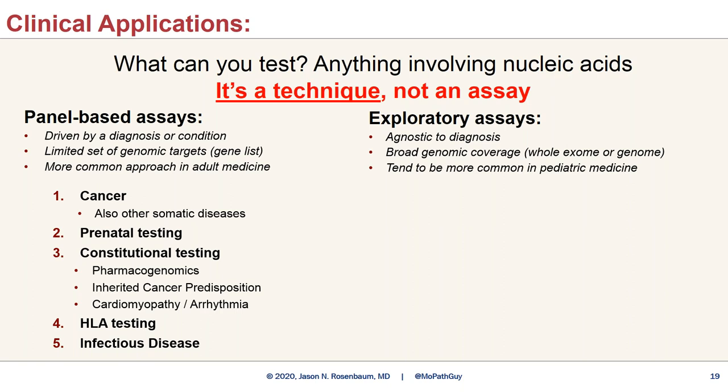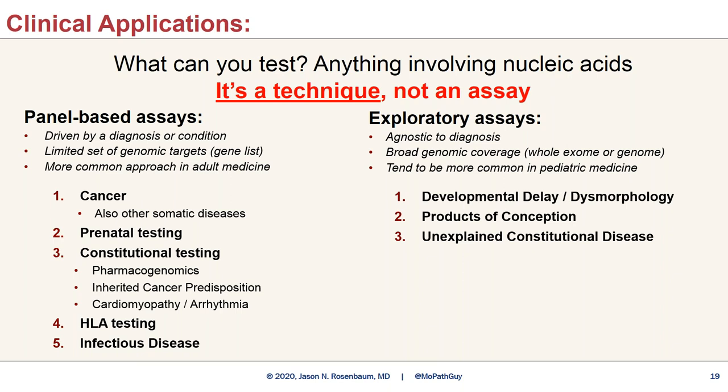The exploratory assays tend to be deployed for things like developmental delay or unexplained dysmorphology. What I mean by that is that a child is born with a constellation of malformations or developmental delays that appear to be syndromic. They appear to be genetic in nature, but they don't really map to a textbook definition of a disease. And so the clinician might order whole exome or whole genome sequencing just to see what's there, to see if something fits the picture. Again, it's agnostic to a specific diagnosis, it's more exploratory.